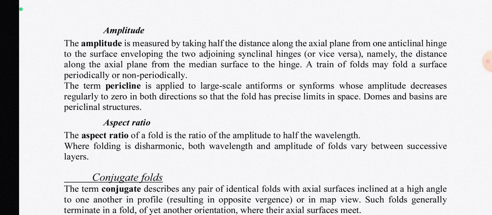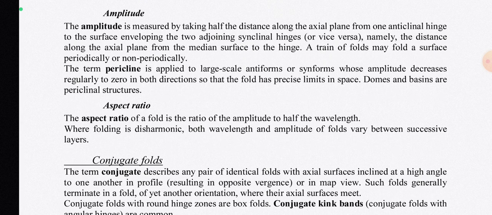Now amplitude. The amplitude is measured by taking half the distance along the axial plane from one anticlinal hinge to the surface enveloping the two adjoining synclinal hinges, or vice versa, namely the distance along the axial plane from the median surface to the hinge.